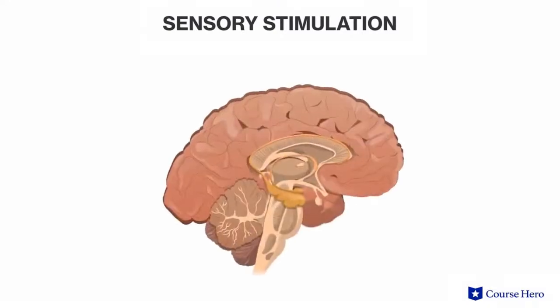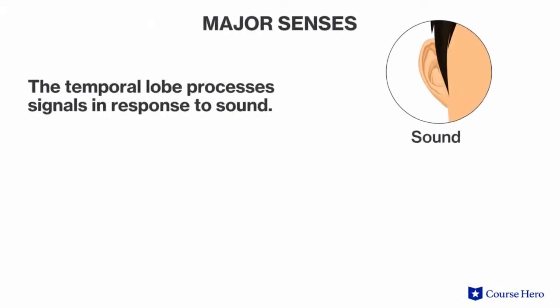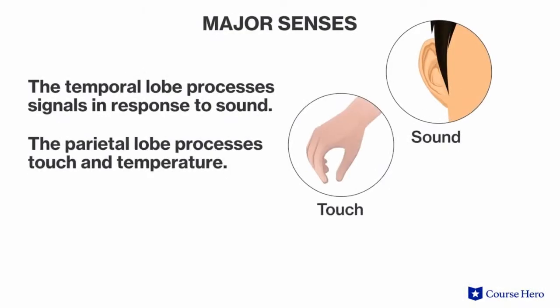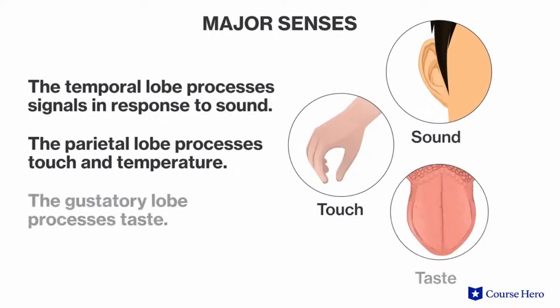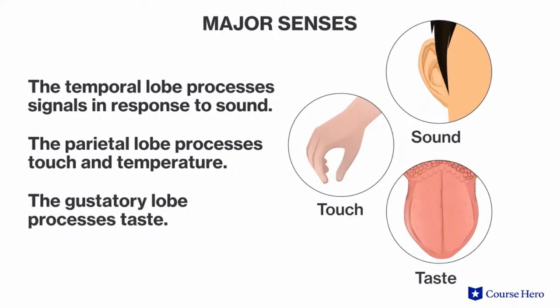These signals then pass through the thalamus, a brain structure below the cortex that acts as a relay station for sensory systems. It's then routed to areas of the brain specialized to process that information. For example, the occipital lobe processes visual signals. Other senses follow a similar path. Signals in response to sound are sent to the temporal lobe. The parietal lobe processes touch and temperature, and the gustatory cortex processes taste.